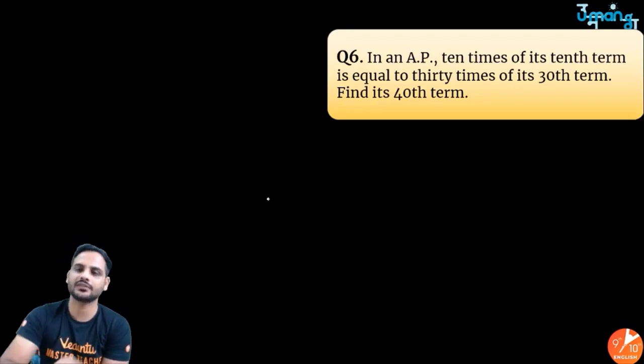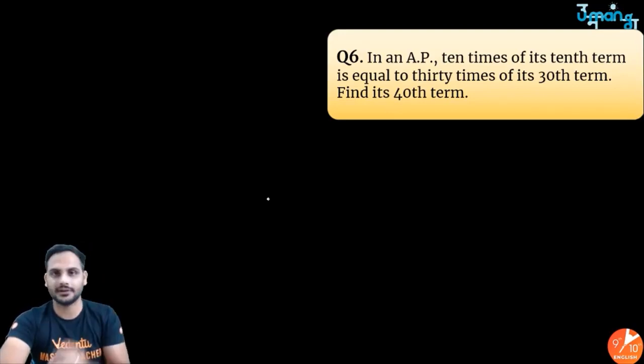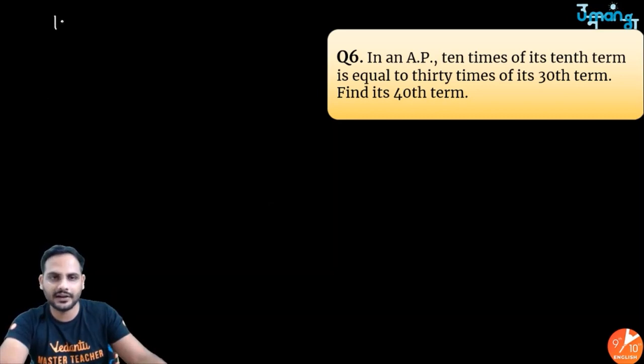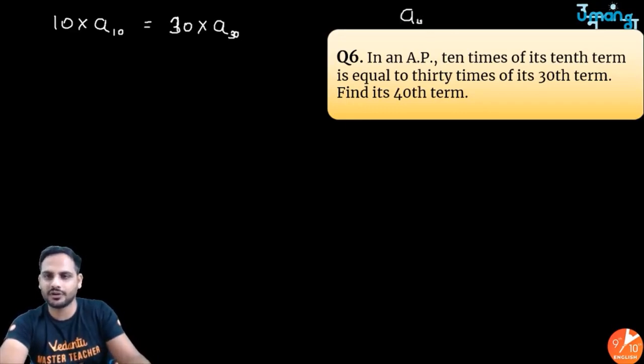Okay. Next question, dekho beta. In an AP, 10 times of its 10th term is equal to 30 times of its 30th term. Find its 40th term. Understand the problem here again. A and D are not given. Instead, they have told me that 10 times of the 10th term is equal to 30 times of its 30th term. That is what the question is saying. And then they are asking me to find out what is the 40th term.